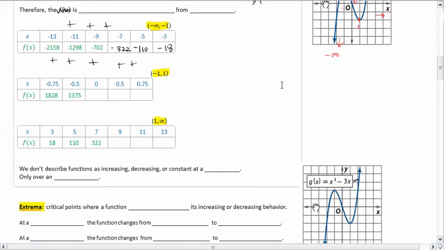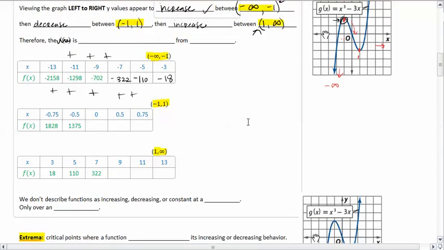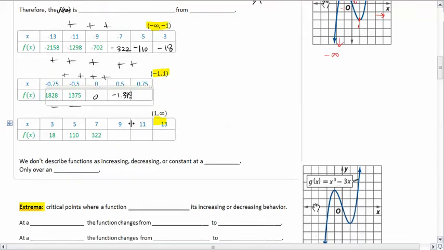Okay, so we expect to be decreasing from negative 1 to 1. So as we move bigger on our x, more positive, more positive, more positive, what is our f of x doing? It appears to be moving more negative. So we go from 1828 to 1375 when our x goes from negative 0.75 to negative 0.5. We plug in value 0, we get 0, negative 1.375. You guys can fill in the rest of this table if you want.